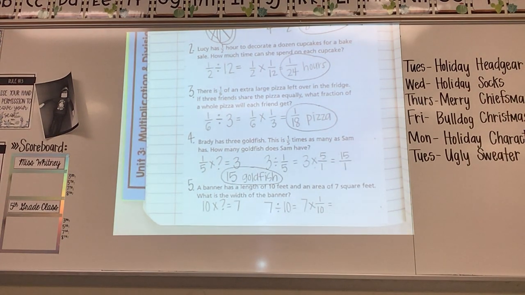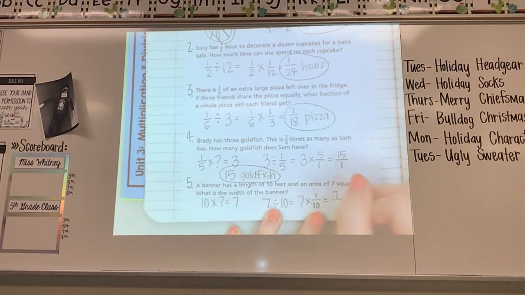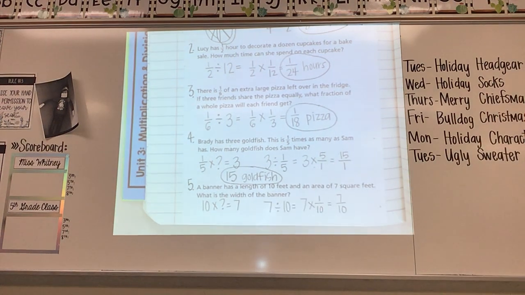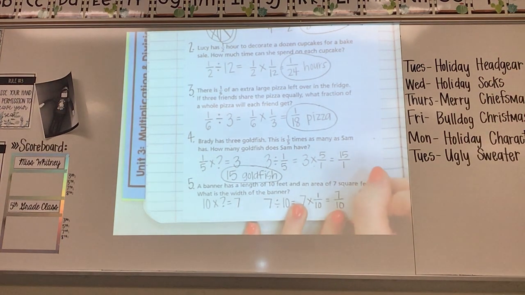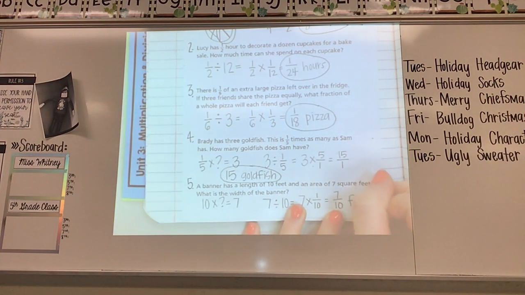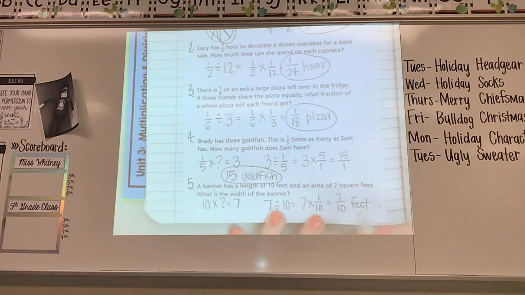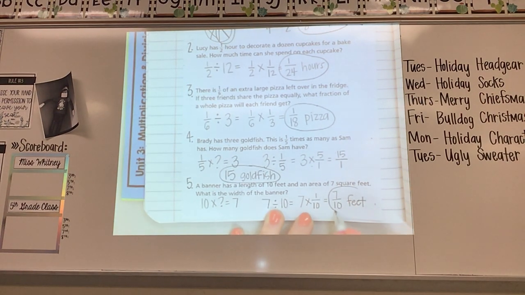Now I'm ready to multiply. Big number times the top, bottom stays the same. So 7 times 1 is 7. Bottom number stays the same. And then I scan back through my problem because I need a label. 7/10 feet is my label because that's what they were measuring in up there on my problem. So 7/10 feet.